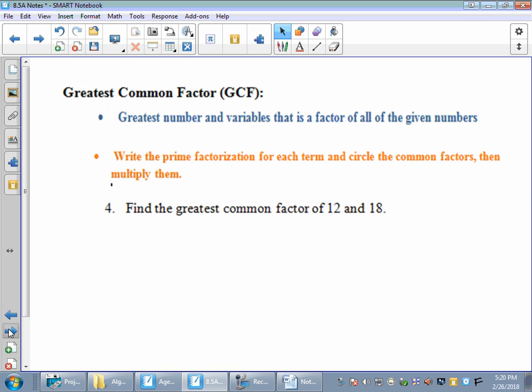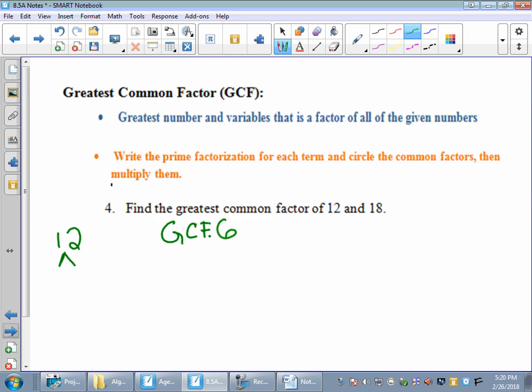So if we were to go ahead and do example number 4, you might look at 12 and 8 and tell me, well, their greatest common factor is 6. If you can do that, awesome. Go ahead and do that. I don't need to see the rest of the work. For those of us that can't, I can say 12 is 2 times 6 and 6 is 2 times 3.